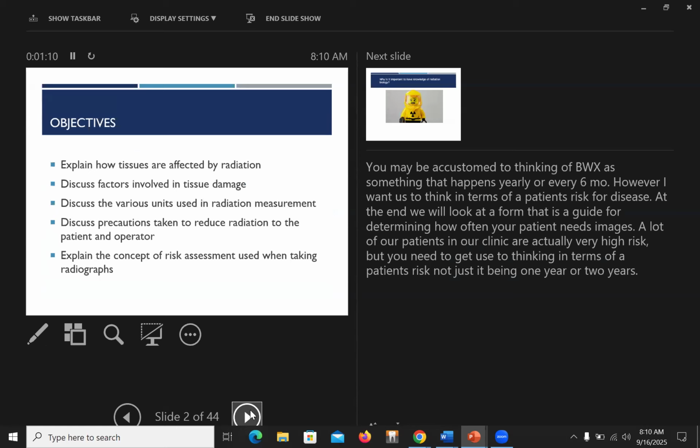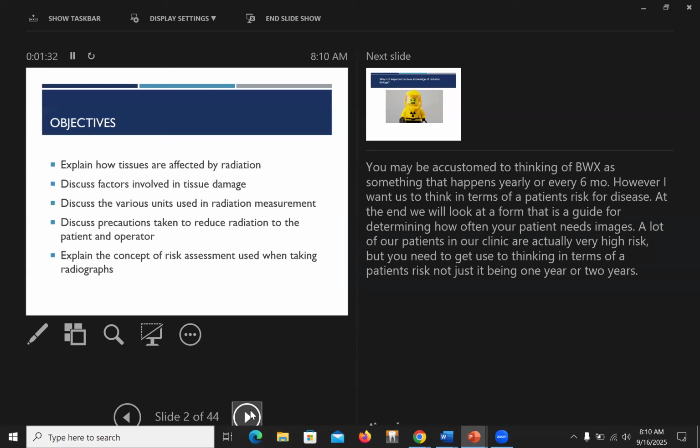We're going to explain how tissues are affected by radiation. We're going to discuss factors involved in tissue damage. We're going to discuss the various units used in radiation measurement. And with that, it's a very simple concept. You just have to remember two or three key points. We don't go in depth with that because that goes way beyond what we need to know.